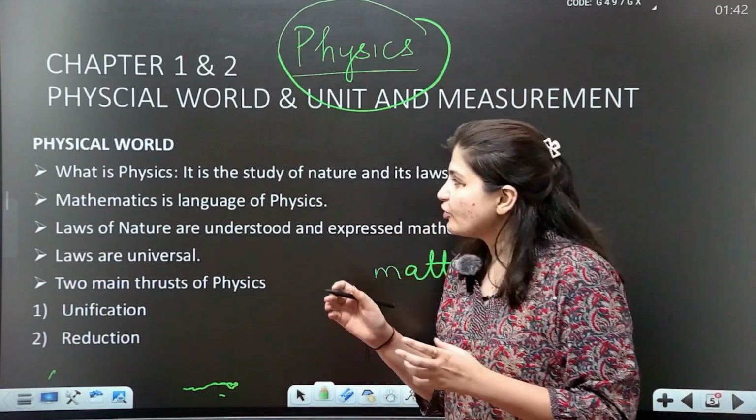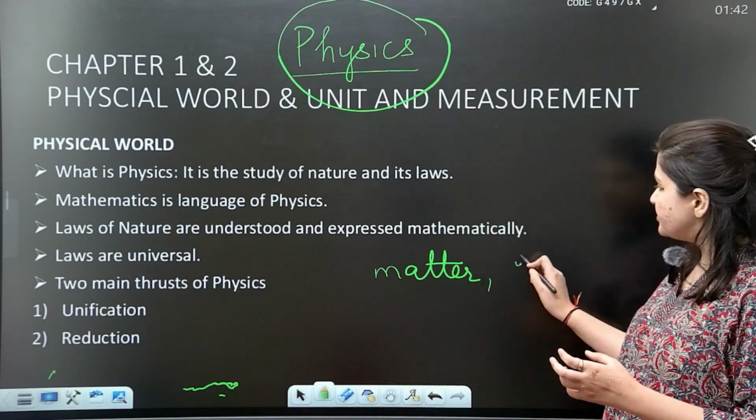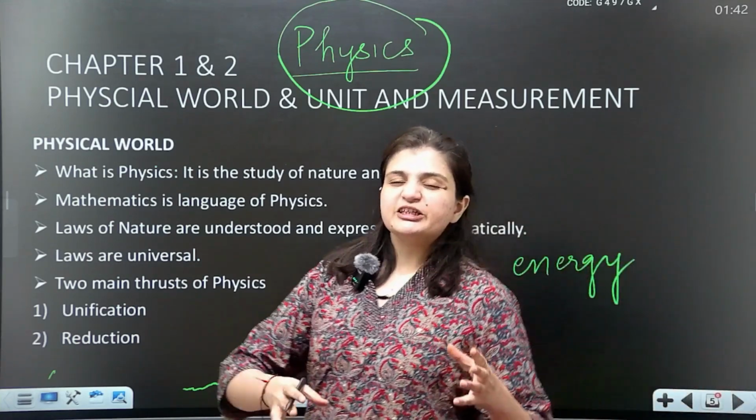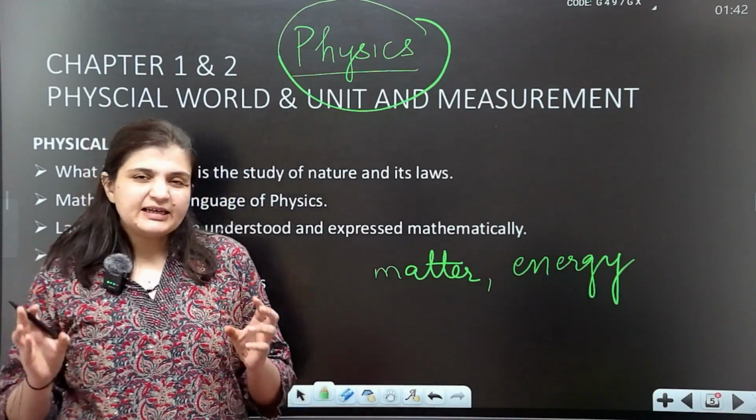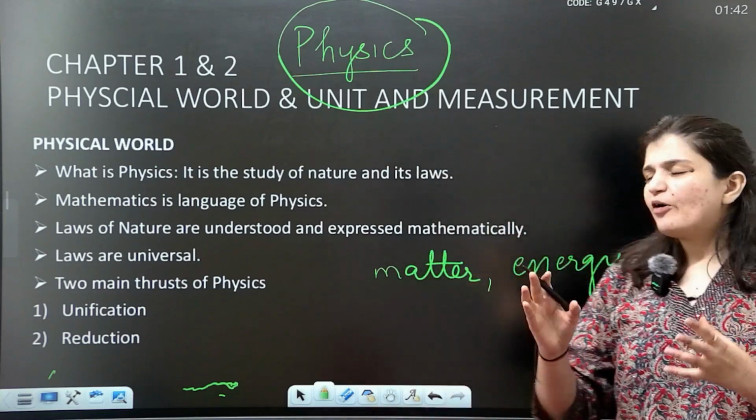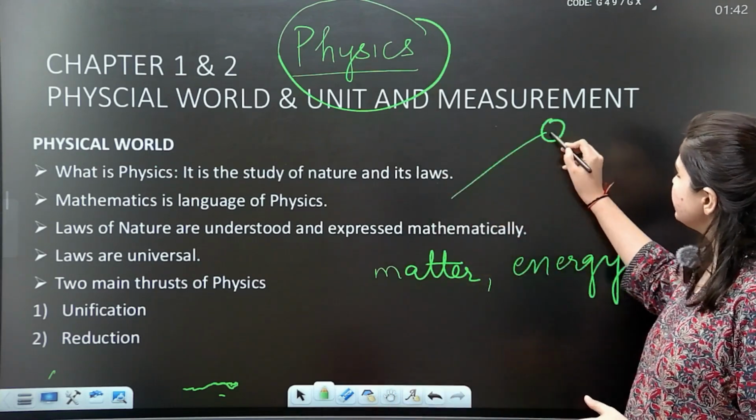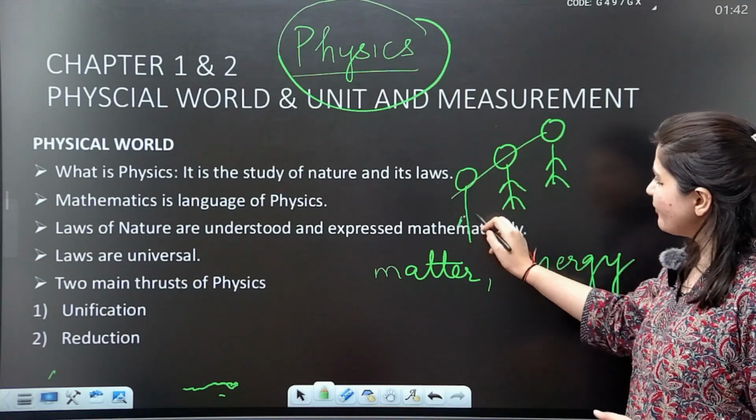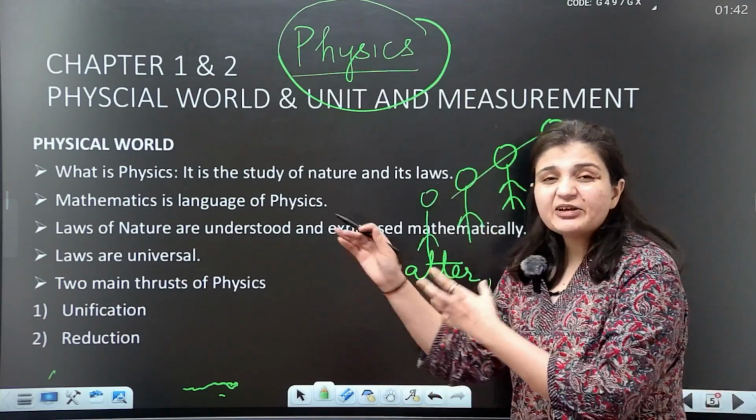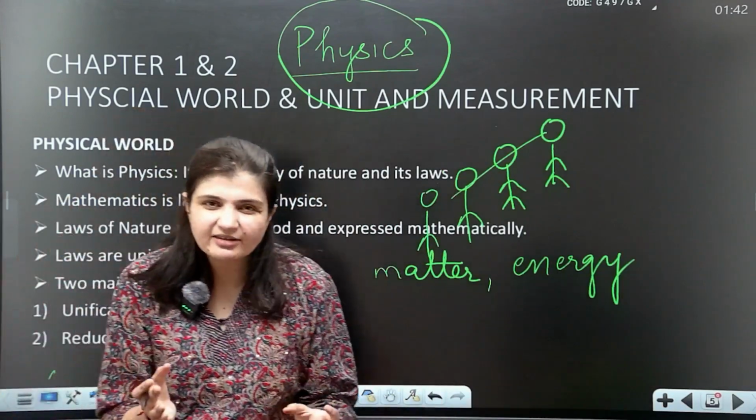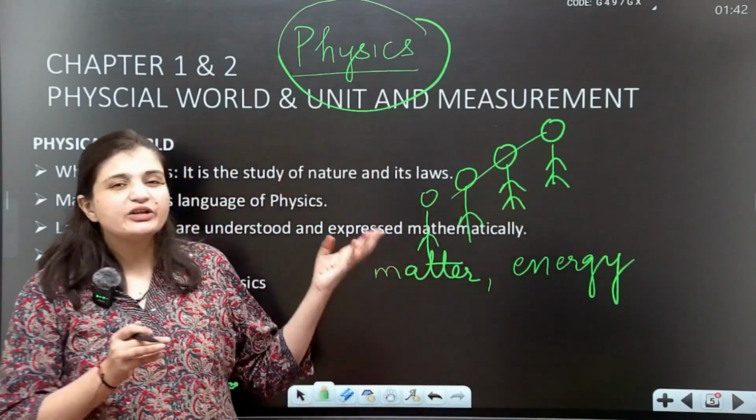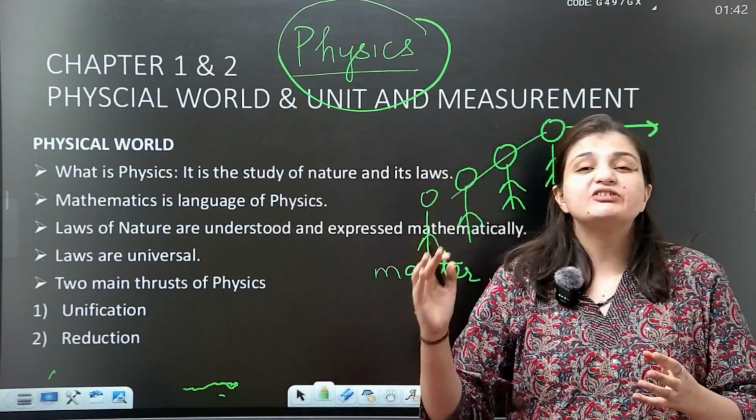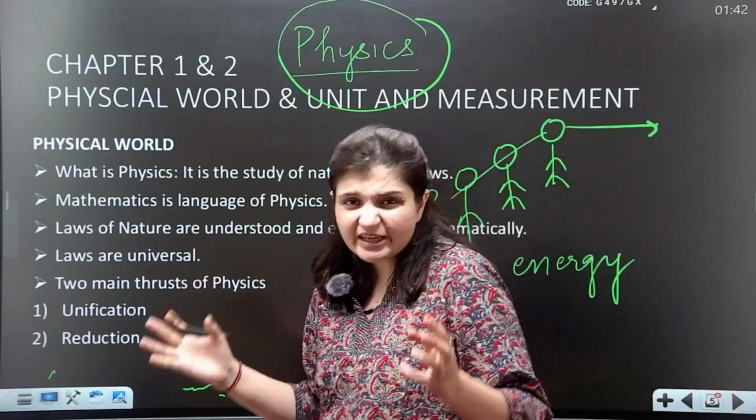Now we also study energy. What do you understand by the term energy? We can relate it to a very simple example, like on a racing track there are 5 individuals. We know that everyone has a different capacity to run. It's not that all of them will be able to run at a single speed. They all have different energy in them.